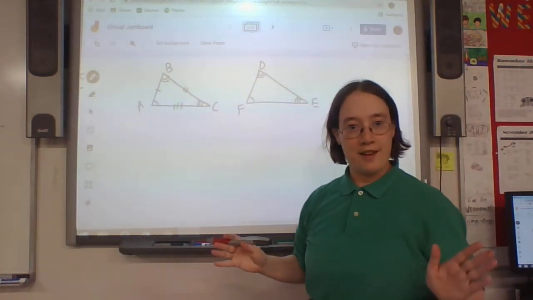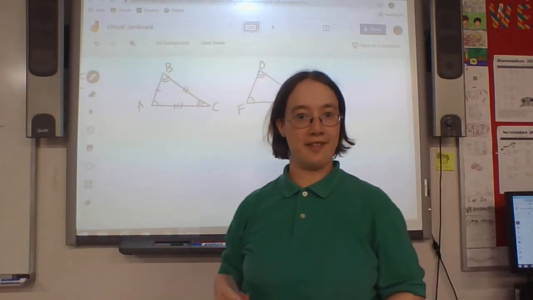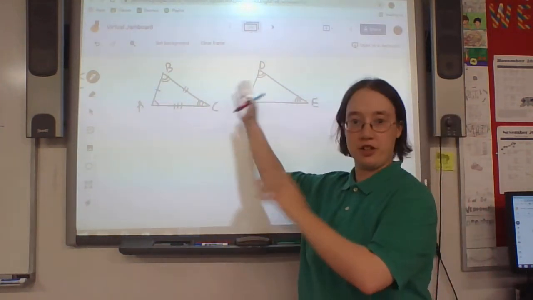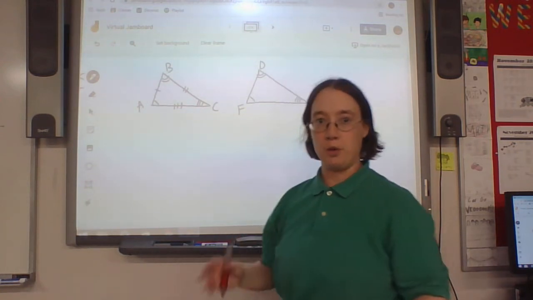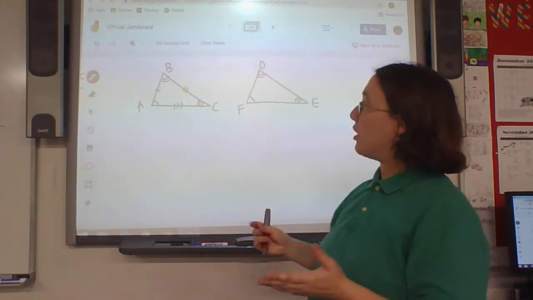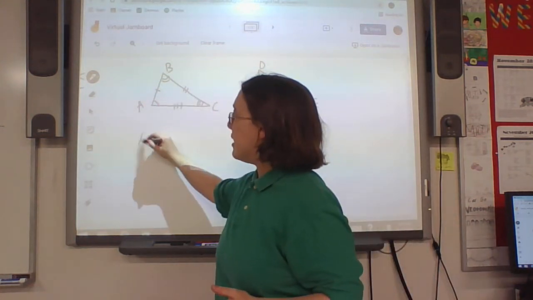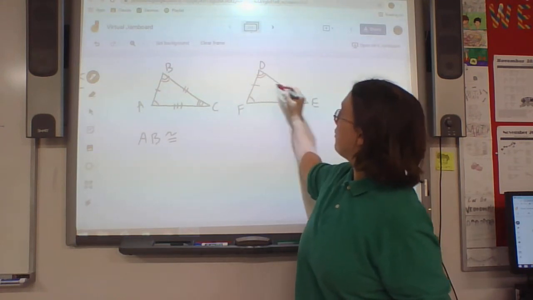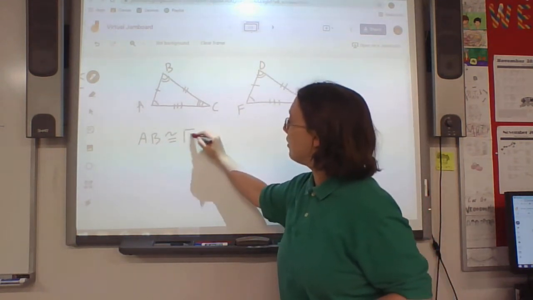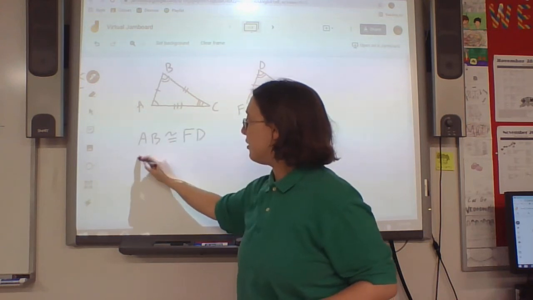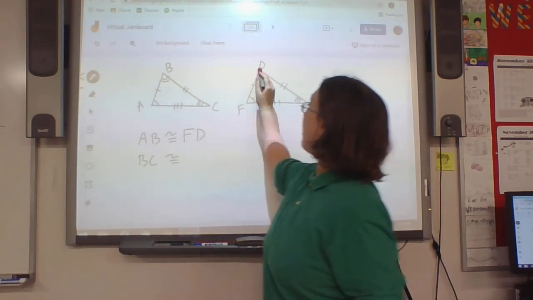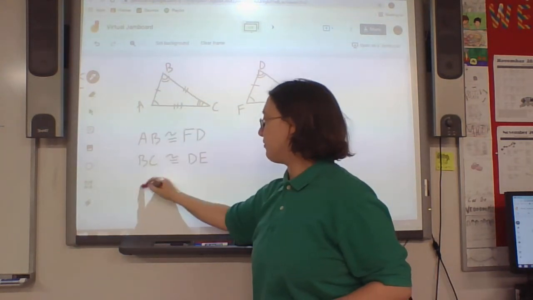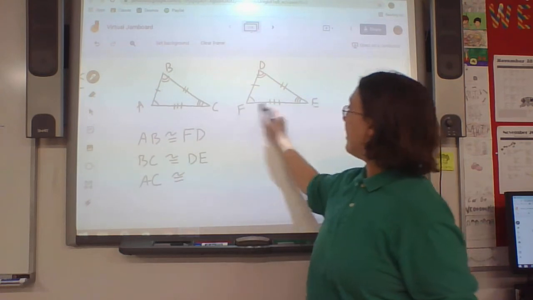And the first thing we're doing with these is we're going to be writing some congruence statements. So congruence statements are just a shorthand way of saying this polygon is congruent to this polygon without going through and writing out every single part. Now, we could go through and write out that our side AB is congruent to our side FD. And our side BC is congruent to our side DE. And our side AC is congruent to our side FE.